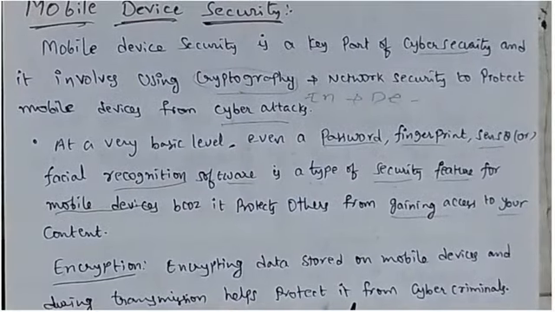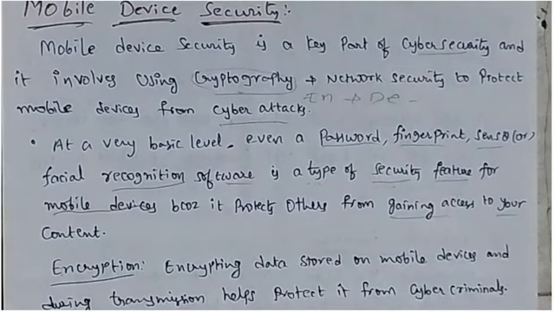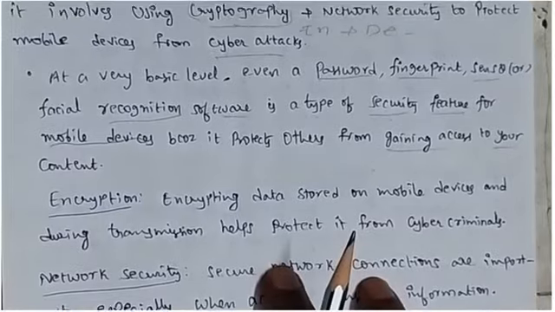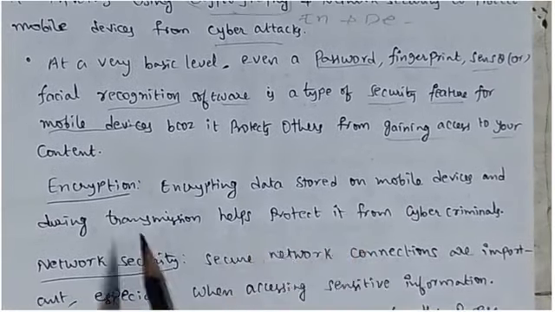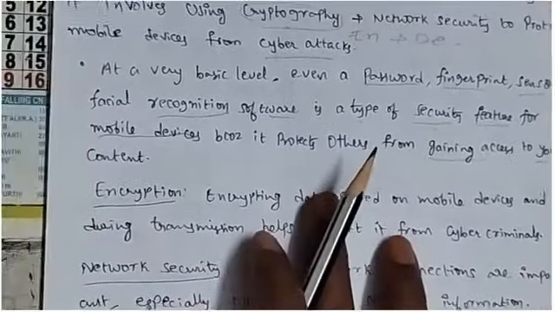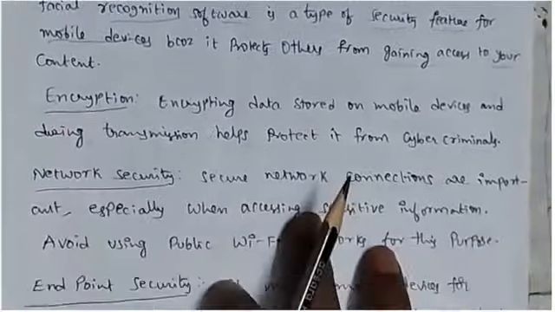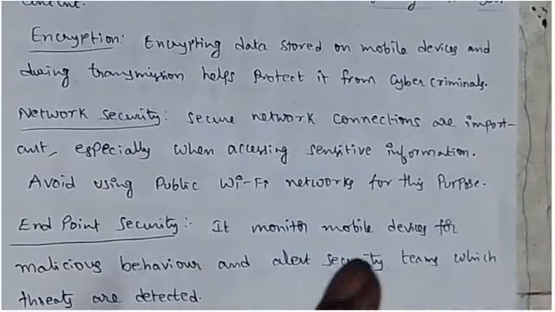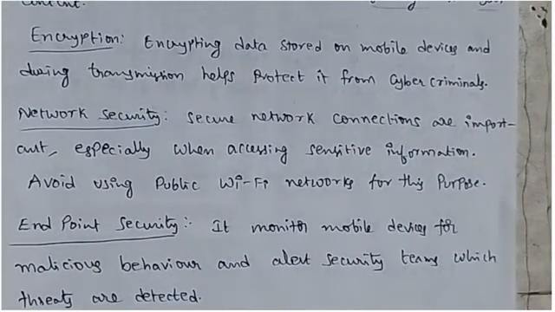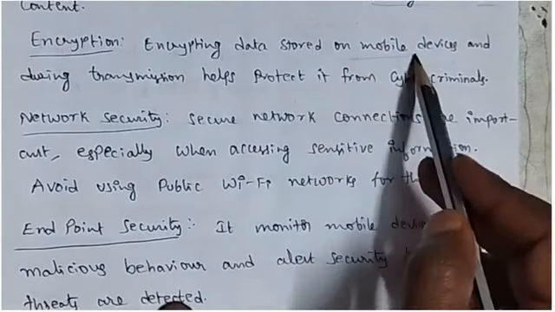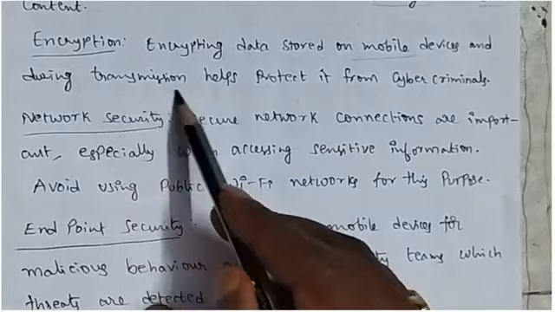Okay, what are the features in mobile security? The first one is encryption. What is the meaning of encryption? Encryption is nothing but plain text data being converted into ciphertext. Here we also encrypt the data stored in the mobile devices and during the transaction.